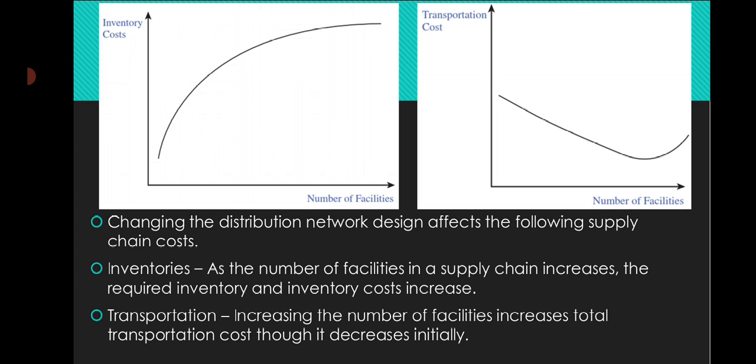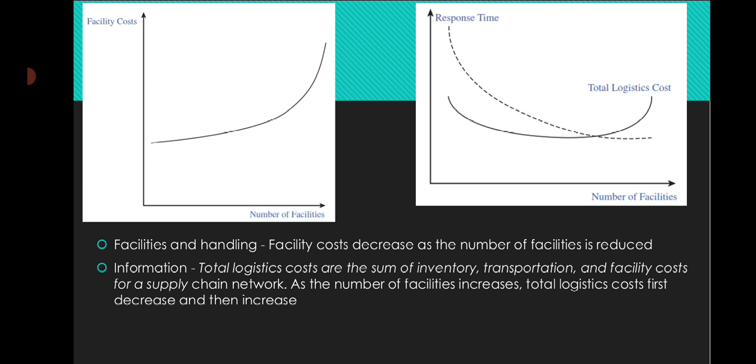Changing the distribution network design affects the following supply chain costs. Inventories: as the number of facilities in the supply chain increases, the required inventory and inventory costs increase. You can see this in the graph. Transportation: increasing the number of facilities decreases total transportation cost initially, though it increases later. Facility handling: facility cost decreases as the number of facilities decreases. You can see this graph.